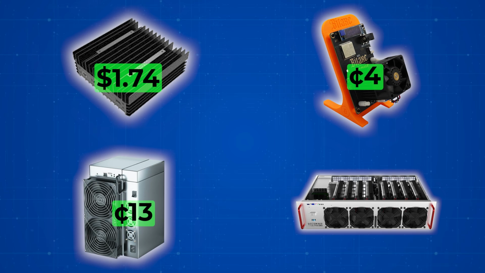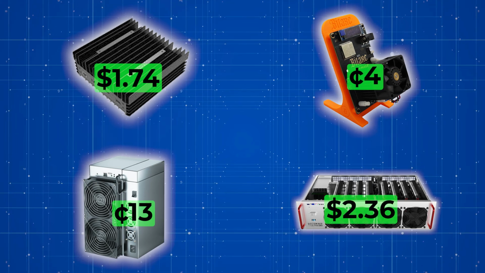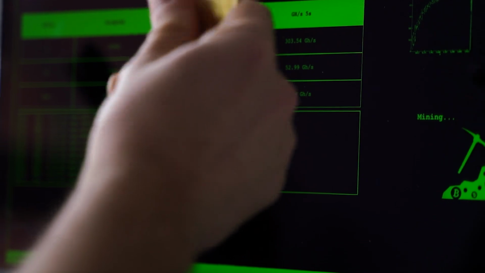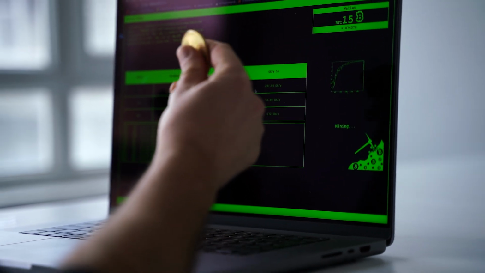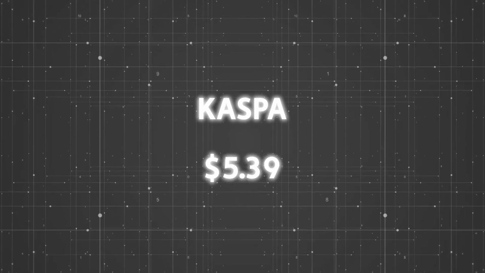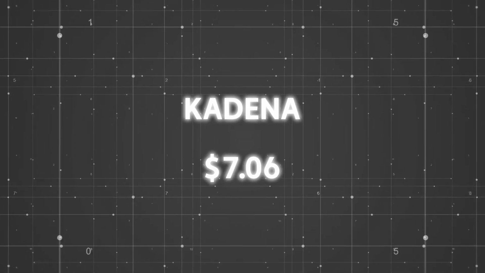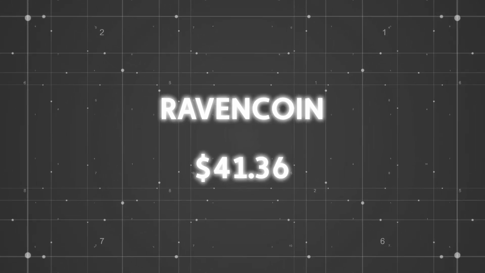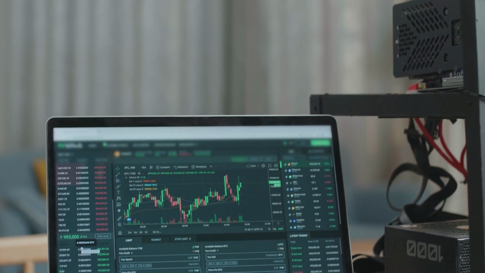147.7 RVN, or Ravencoin, per day, and that's about $2.36. As you could probably tell, there's no massive gains day to day with this setup, but I'm not mining for day to day profits. There's been no selling since I started the mining shed, which means if all cryptos hit their all-time high, I could be earning $3.25 from Casper, $7.06 from Kadena, and $41.36 off Ravencoin per day. And then I've got all of the stuff I've mined already that is ready to be sold.